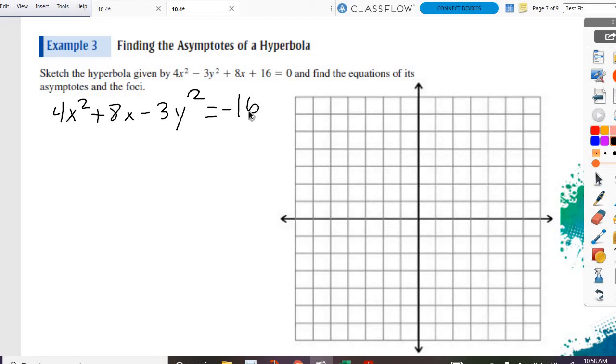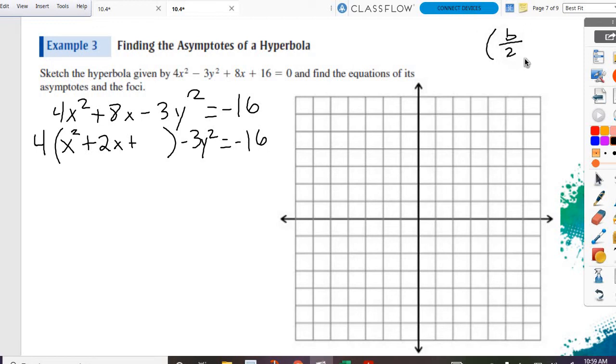So what's my first step to complete the square with our x's? Can't divide by 4, but we can factor out a 4. Now, what's my formula to find what needs to go on the inside? So remember, that's our completing the square formula.